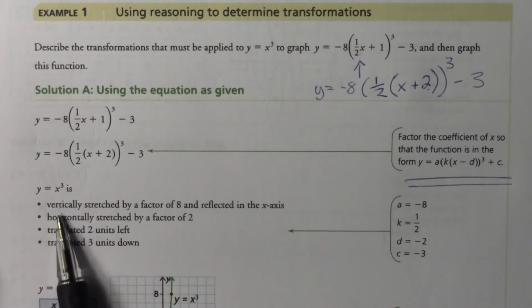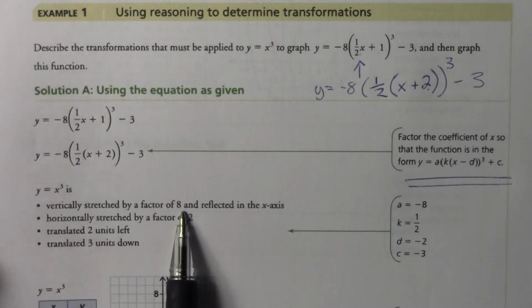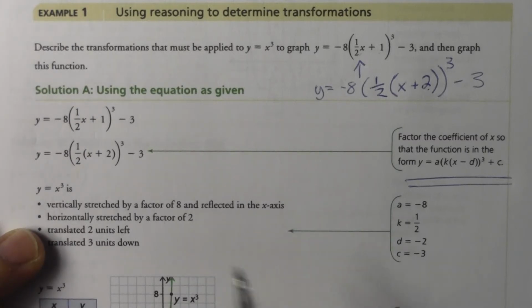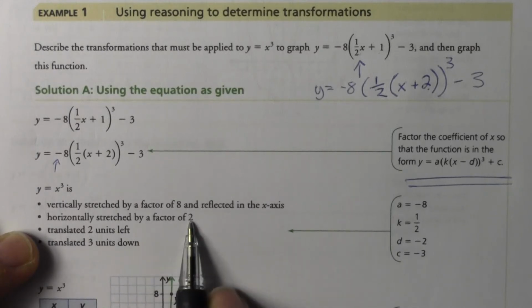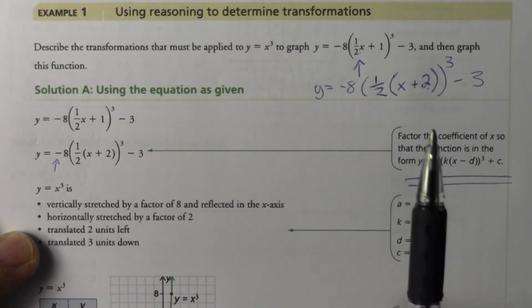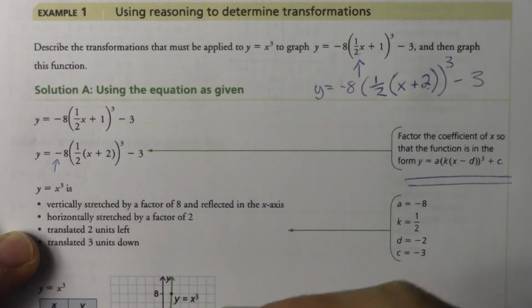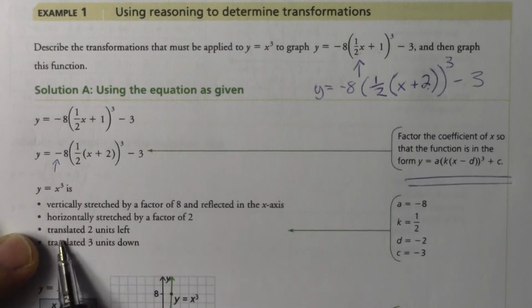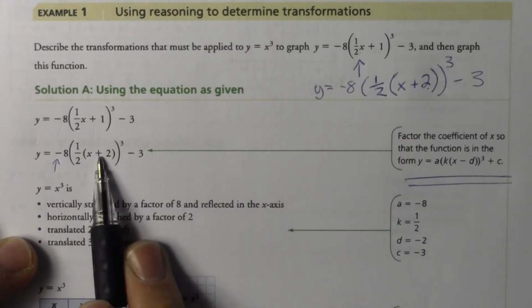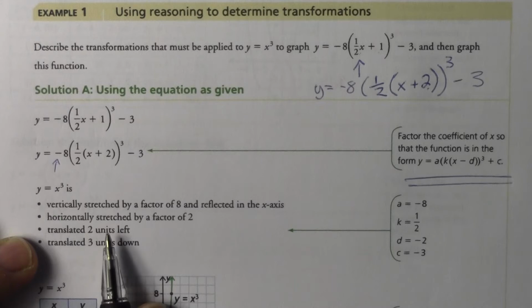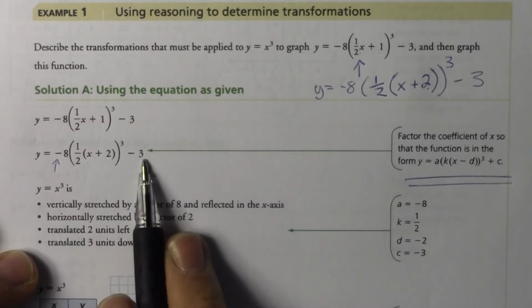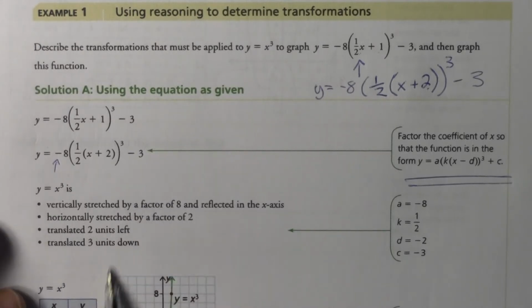So next, the other stuff is pretty straightforward. It's vertically stretched by a factor of 8 and reflected in the x-axis. That's because of our negative sign. Horizontally stretched by a factor of 2. Remember, for the horizontal stretch or compression, it's the inverse of the k value. So if it's a fraction, it's actually a stretch. And if it's a whole number, it's actually a compression. You guys remember that? Okay. Translated 2 units to the left, so +2. Again, it goes opposite direction for the x value. And then translated 3 units down.